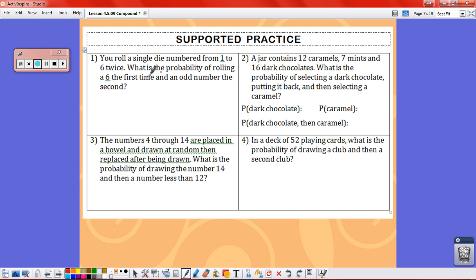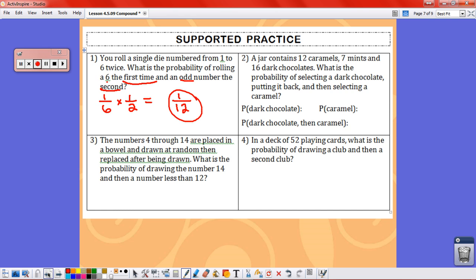So the first time is the probability of rolling a 6. That's one option out of 6. The second time is an odd number. So we know that half of them are odd numbers, so that's 1/2. And then when we multiply to get our compound probability, we get 1 times 1 is 1, and 6 times 2 is 12. 1/12. And I can go back to my table to check that.